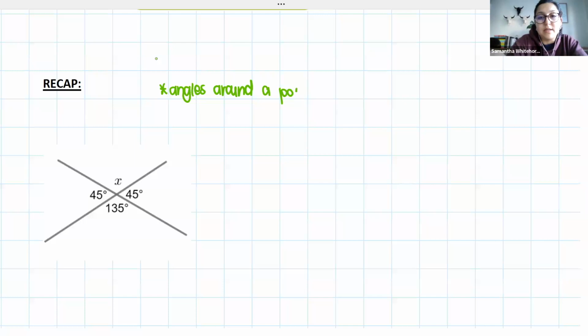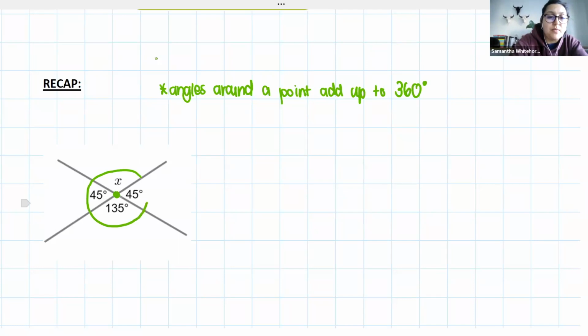Okay, so if we just recap the one reason that we have done together so far, we have said that angles around a point add up to 360 degrees. Angles around a point add up to 360 degrees. So guys, basically what that means is if we look at this diagram, here is my central point. If we add all of the angles up around that point, every single one, we will get 360 degrees.